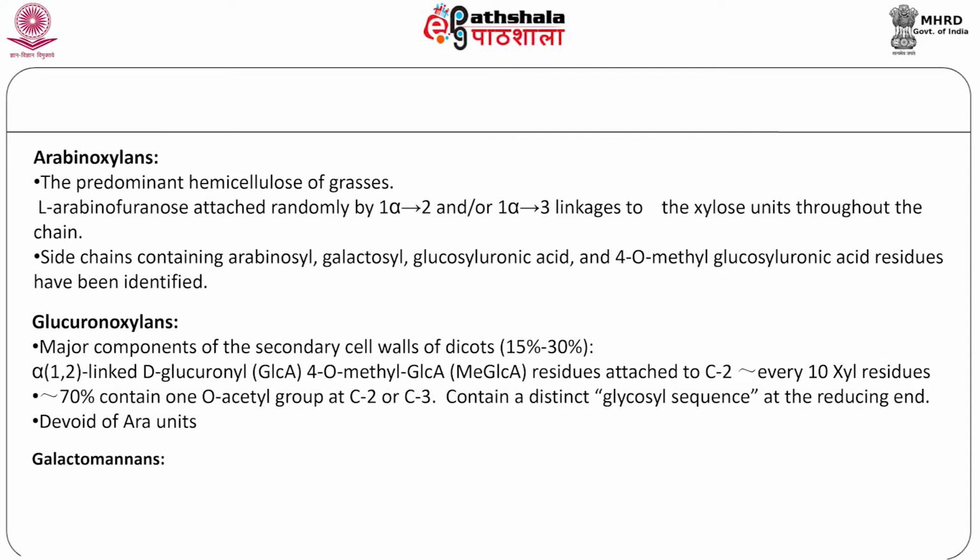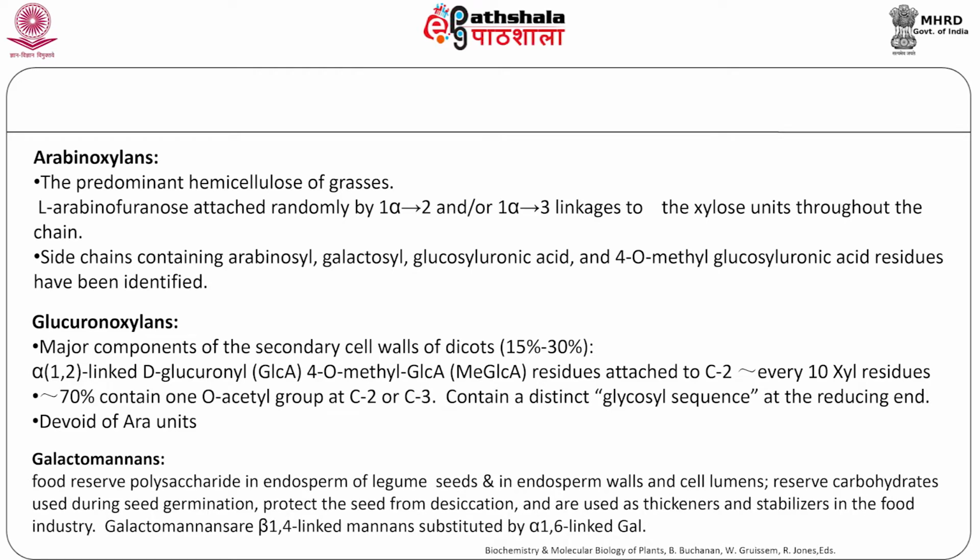Galactomannan. Galactomannans are food reserve polysaccharides in the endosperm of legume seeds and in the endosperm cell walls of legumes. These reserve carbohydrates are used during seed germination, protect the seed from desiccation, and are used as thickeners and stabilizers in the food industry. Galactomannans are beta-1,4-linked mannans substituted by alpha-1,6-linked galactose.